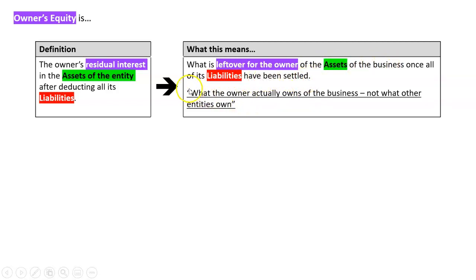Now, you're not going to write this, right? But this is a good way to remember it. This is how I would explain it to someone I was having a conversation with. It's what the owner actually owns of the business, not what other entities own. What are we talking about?